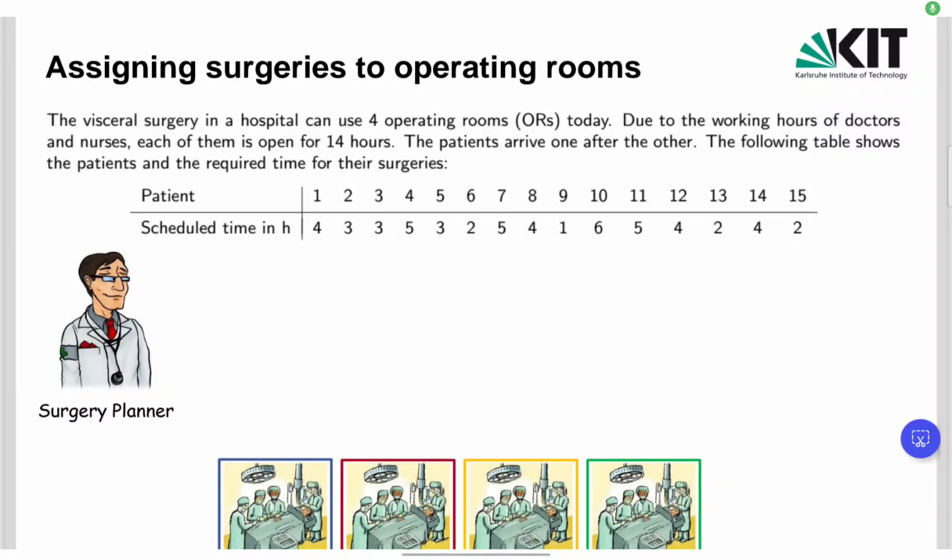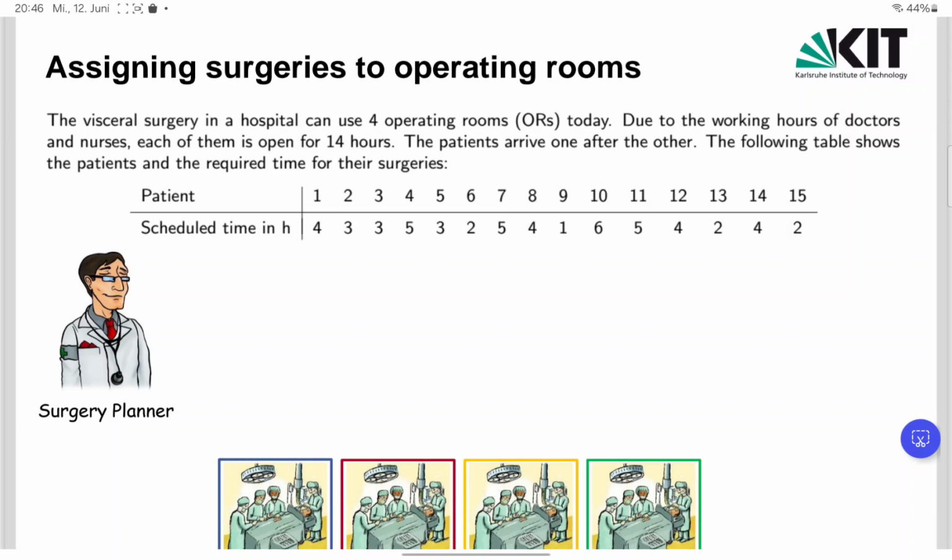Welcome everyone to the next exercise, this time on assigning surgeries to operating rooms. We are the surgery planner and we have to decide which of the physical surgeries to assign to which of 4 operating rooms. The physical surgery has 4 operating rooms available today, and each of these rooms has a capacity of 14 hours, okay? And we know that the patients arrive one by one.